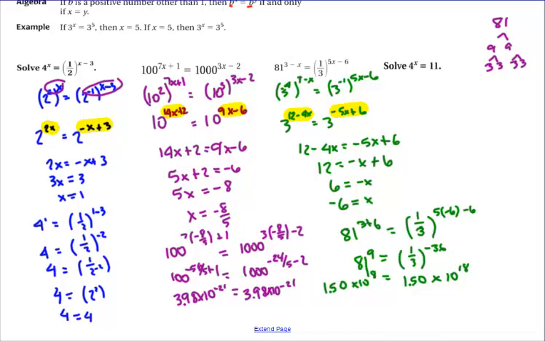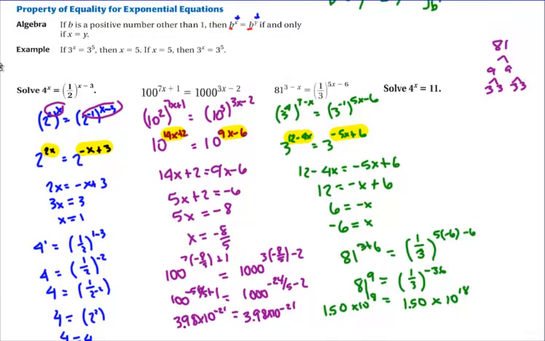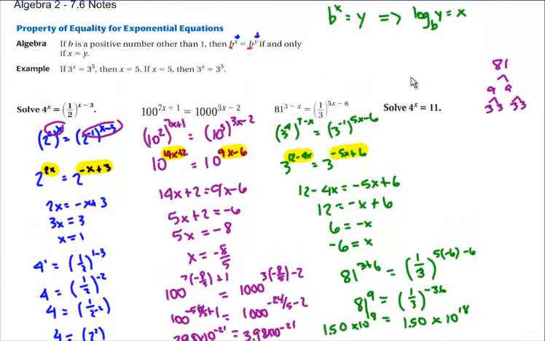Alright, and the last guy to check is this solving the 4 to the x equals 11. And on this one, there's really no way that we can get the same base between 11 and 4, so we're going to come back up here to our relationship. And I'm just going to rewrite this guy. Remember, a logarithm equals its exponent. So I've got a log base 4, and my exponent is x. And so that means my 11 has to go inside.